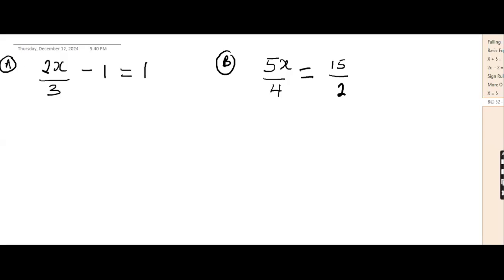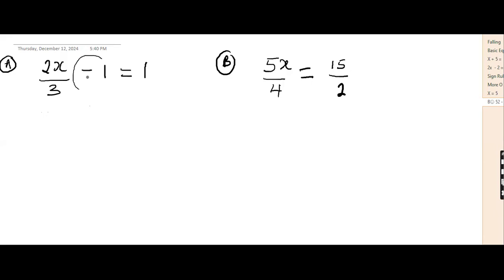Okay, let's give this a try. In this case, we have 2x over 3 minus 1 equal to minus 1. The first thing: we have three parameters here. As usual, we want to eliminate this 1. So how do we do that?